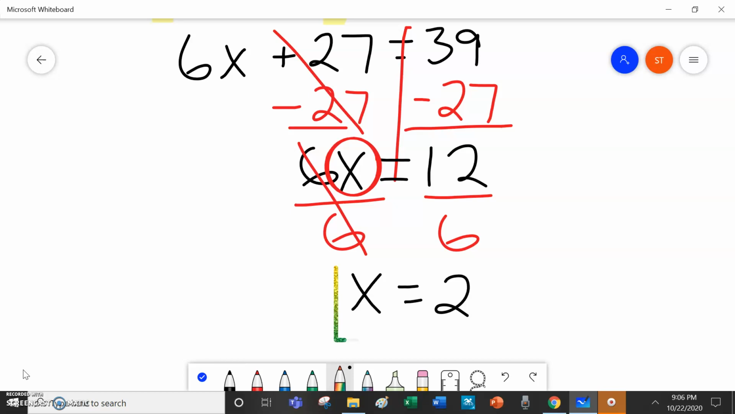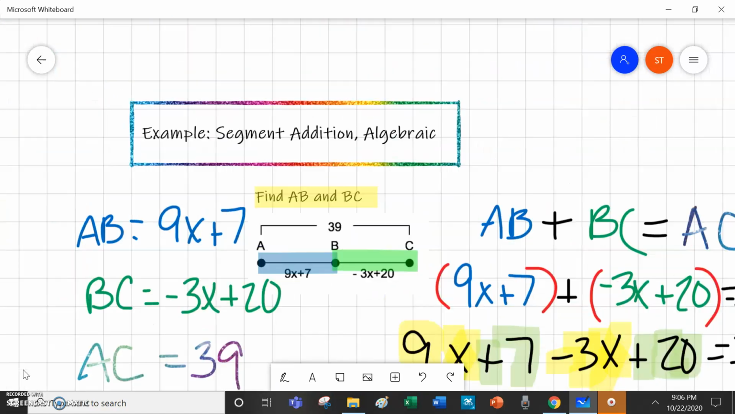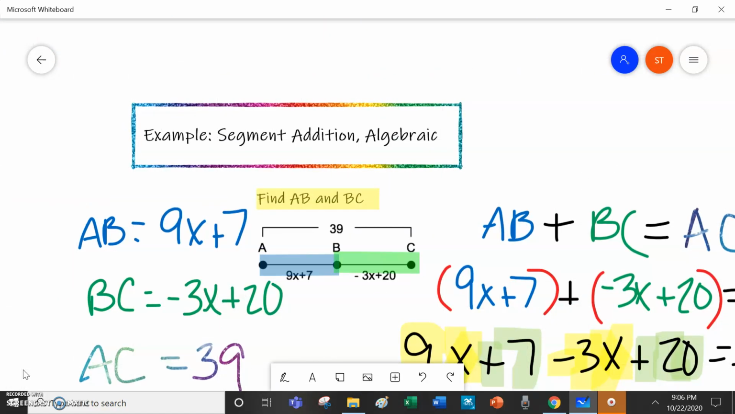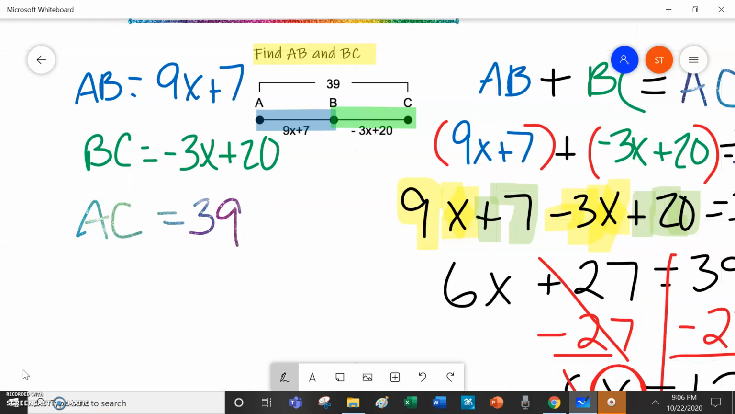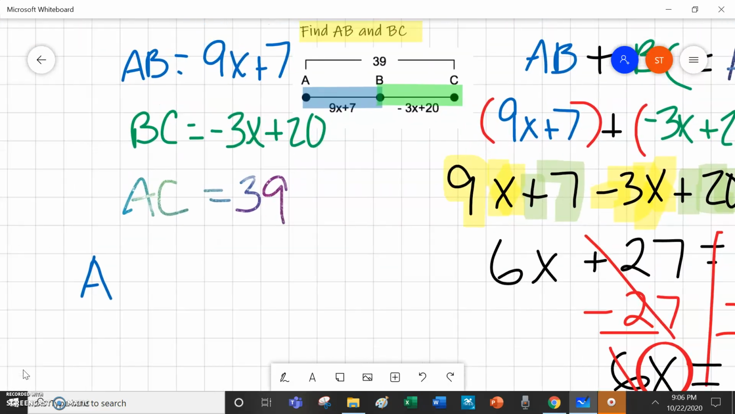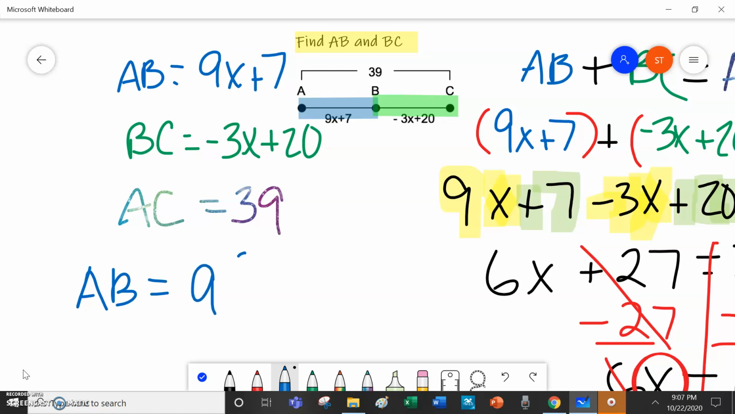Now, I'm not done yet because I still need to solve. If I remember back to my job, I need to find AB and BC. So this is where I now solve. AB is 9x plus 7, but I know, based on what I solved, that x equals 2. So I'm going to substitute that in to my equation. AB equals 9x plus 7, 9 times 2 plus 7.